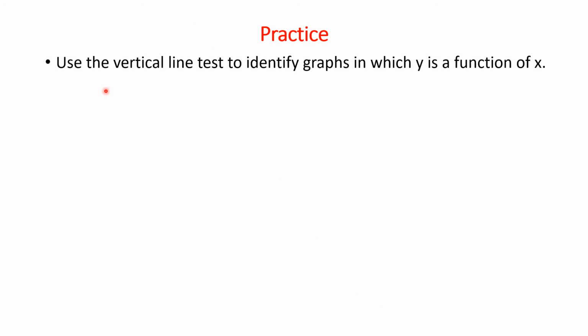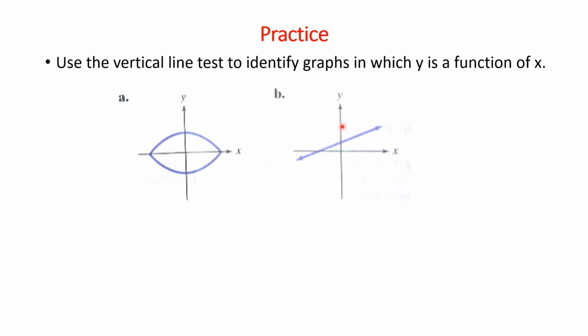Practice. Use the vertical line test to identify graphs in which y is a function of x. Obviously, over here we don't have a vertical line, but we have the y-axis. The y-axis is a vertical line. So we can say that for x = 0, the graph has two values. It has a value over here, a value over here, so it violates the vertical line test.